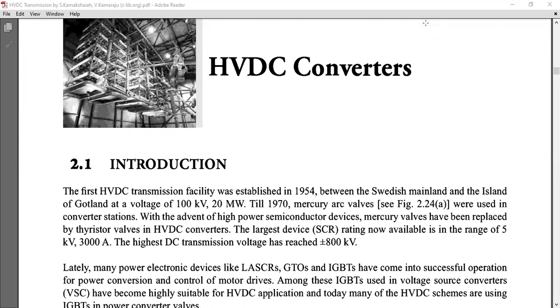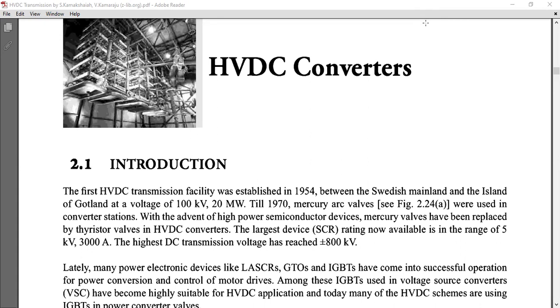In all the HVDC schemes that evolved before 1970, only thyristor valves were used. After that, many techniques were developed using freon, which is used for cooling the junction of thyristors. This cooling of the junction of thyristors paved the way to develop many semiconductor devices, such as gate turn-off thyristors (GTOs), IGBTs, SCRs, and many more.